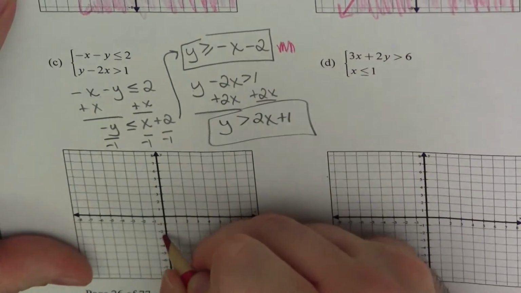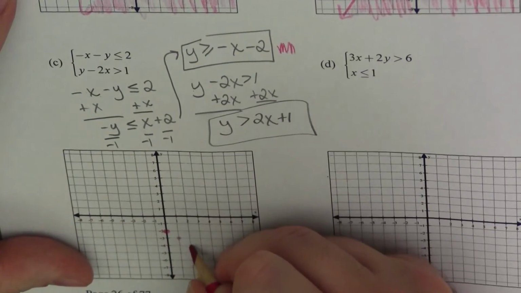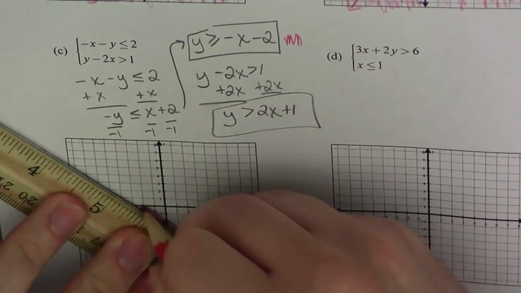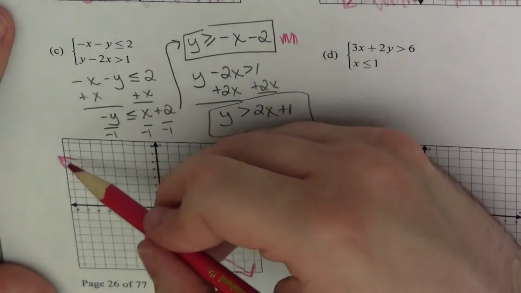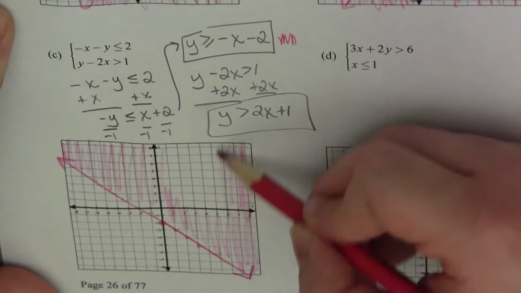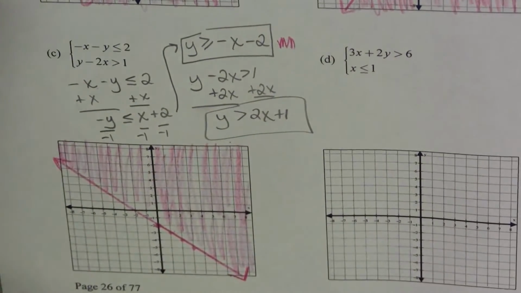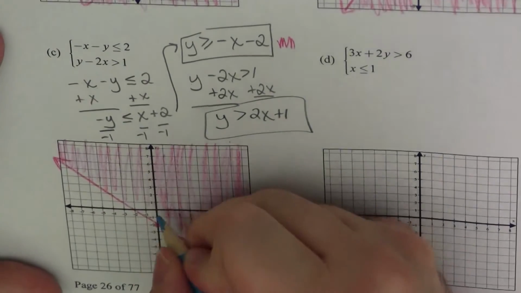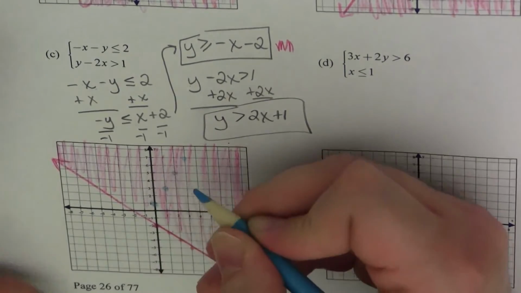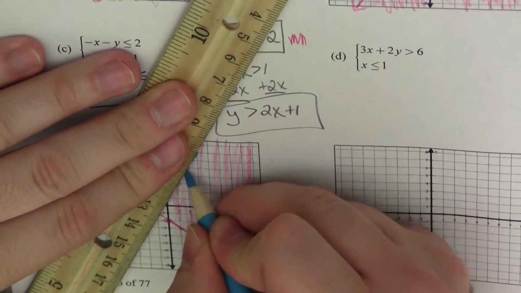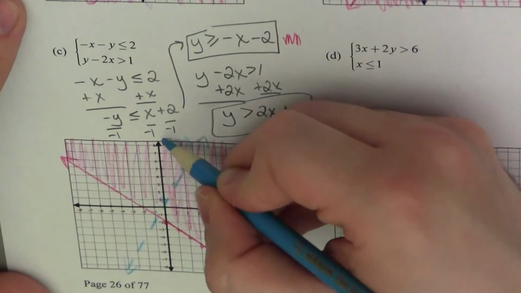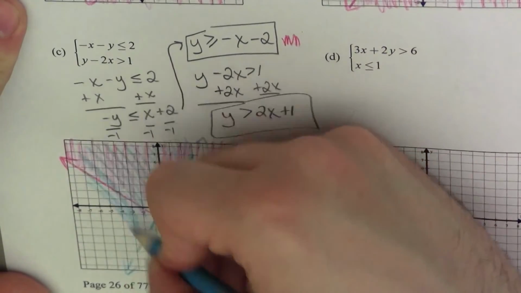I'll do my first one in red, starting at negative 2, down 1 over 1, down 1 over 1. I'm going to use a solid line to connect dots. Greater than or equal to, so I'm going to shade above that line. And the other one will start at 1. My slope's positive 2, so up 2 over 1, up 2 over 1. Connect them with a dashed line. And we'll shade above once again for this inequality.